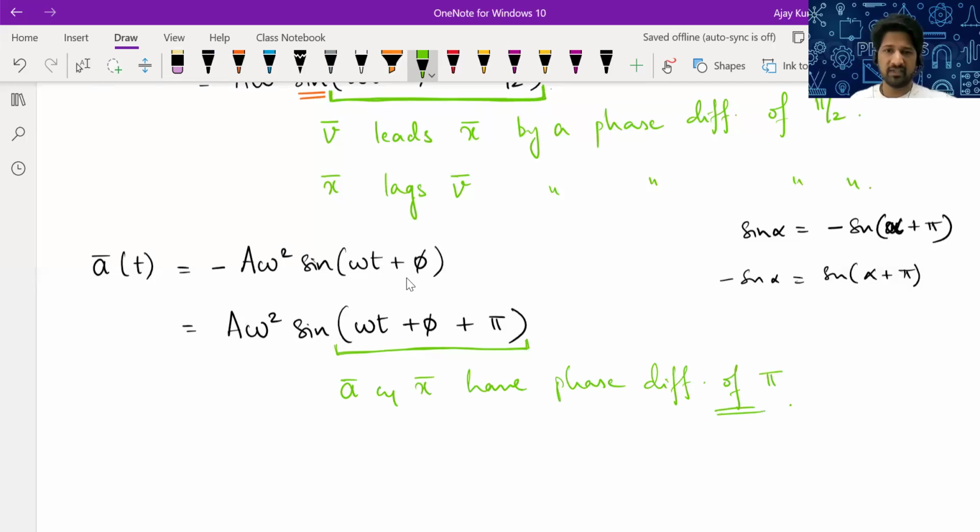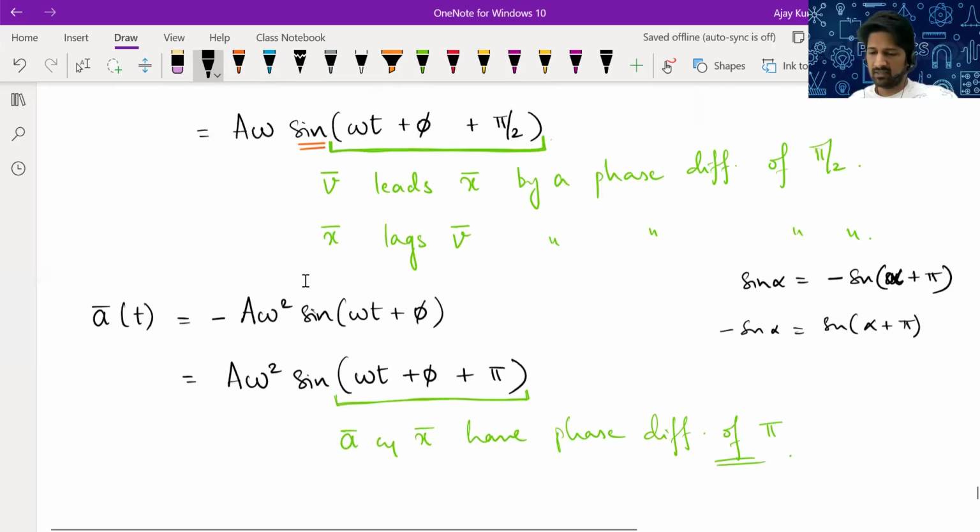Here I have written plus pi, so it looks like acceleration phase is more than displacement phase. But instead of plus pi, you could have written minus pi also. The function would have remained the same. So when it comes to acceleration and displacement, you will not say which one is leading, which one is lagging. It doesn't make sense to say anything like that. They have a phase difference of pi. Now what does a phase difference of pi signify? Pi is exactly half the period of the sine function. So when angle changes by pi, half the sine function will be complete.